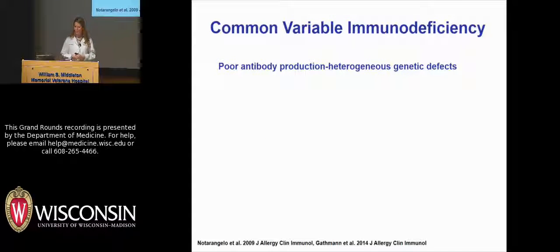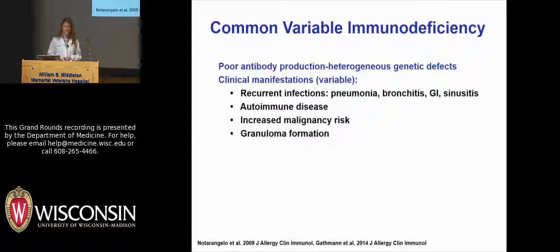So what is common variable immunodeficiency? It's basically a group of disorders that all have poor B-cell differentiation, resulting in poor antibody response and low immunoglobulin levels. And this is a heterogeneous group of patients and a heterogeneous genetic makeup. For what's known about the genetic diseases, they're from various different pathways. And the clinical presentation, as the name suggests, again, is variable.